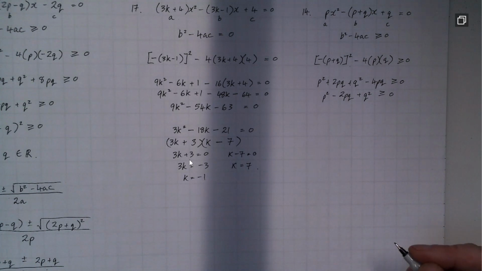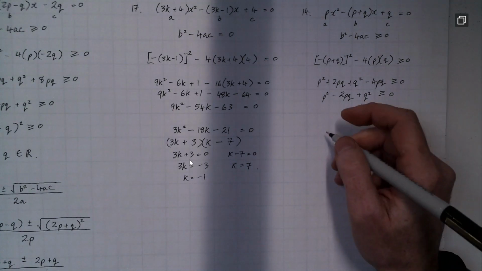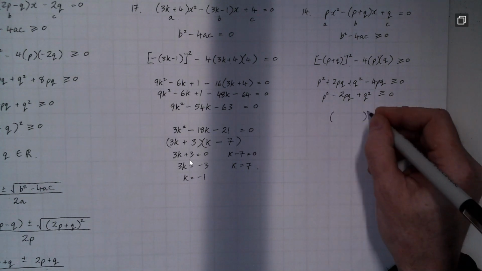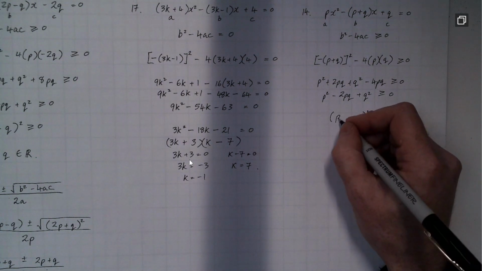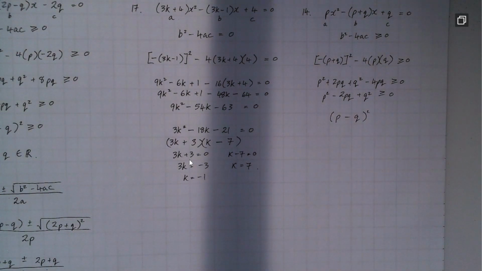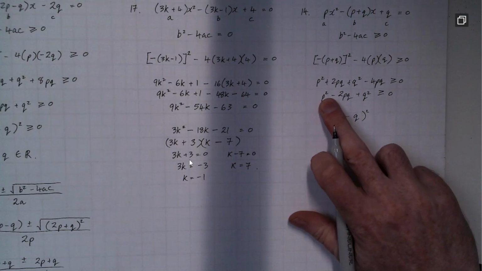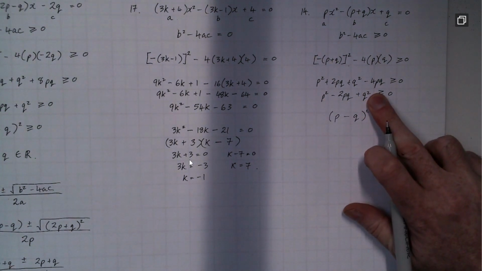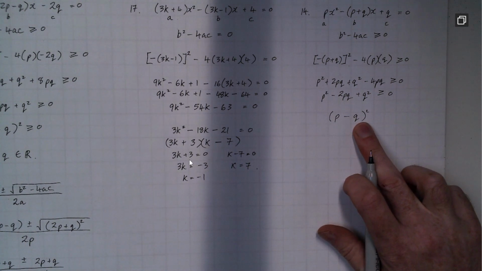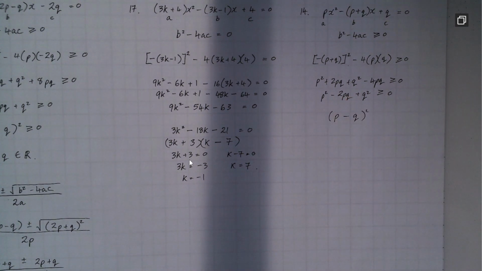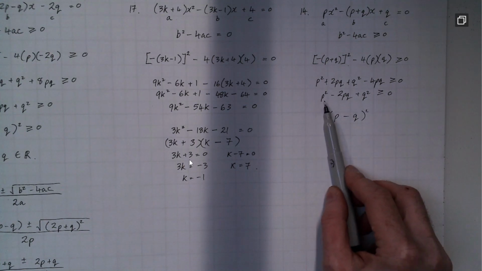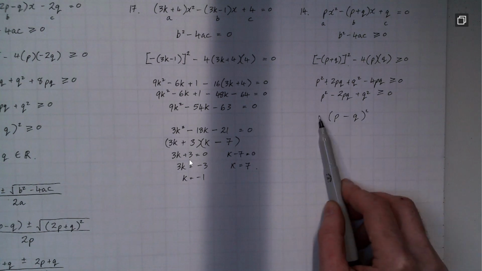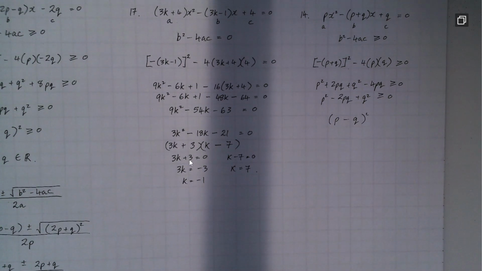Now we factorize. It factorizes as a perfect square, so we get it as a factor squared. It's p minus q, so it is p minus q all squared. So p minus q squared: p times p is p squared, minus q times minus q is plus q squared, and p times minus q is minus pq, and you double it to get minus 2pq. So it is a perfect square, and a square is always greater than or equal to zero.